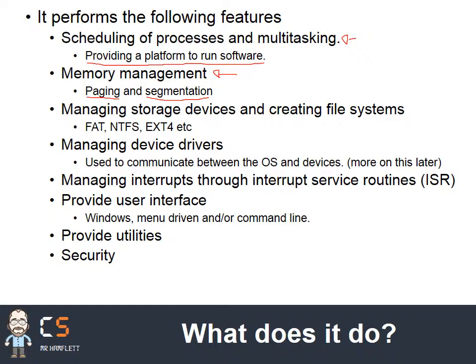Storing files onto storage devices, such as the hard drive. We have something called a file system. Now, a file system is how we're going to save a file onto a drive. So there are lots of different types. So FAT, NTFS, ext4, and the operating system is going to manage that for us as well.